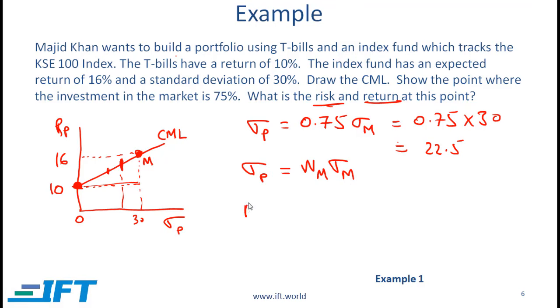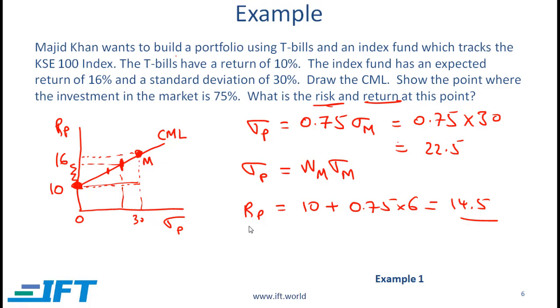What about our return? Return of the portfolio at this point can be read off using this picture. The return is equal to 10 plus this distance. This distance is 0.75 into 6, 6 being the difference between 16 and 10. We can say 10 plus 0.75 into 6, which is 14.5. That is our return at this point.